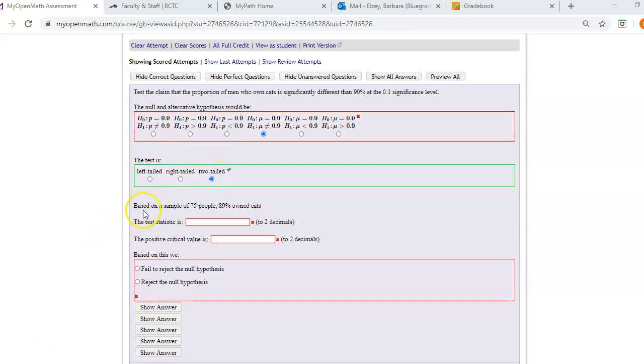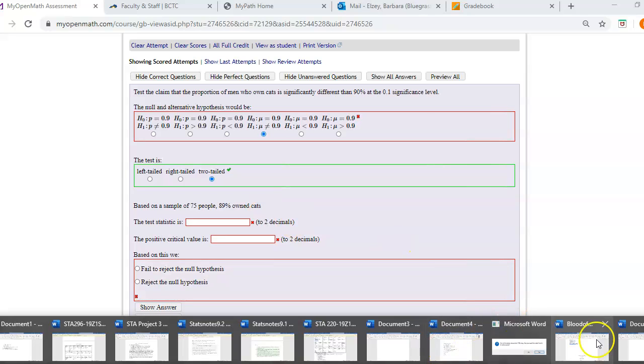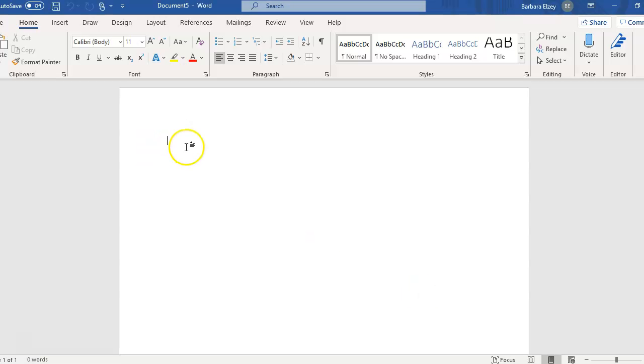All right, so let's take a look down here. Based on a sample of 75 people, 89% owned cats, and we want to find the test statistic. All right, so 75 people, 89% own cats. I'm going to go over here to a blank document. I know N is 75, and my P hat is 89%, so 0.89. And our proportion from the null hypothesis is 0.9.